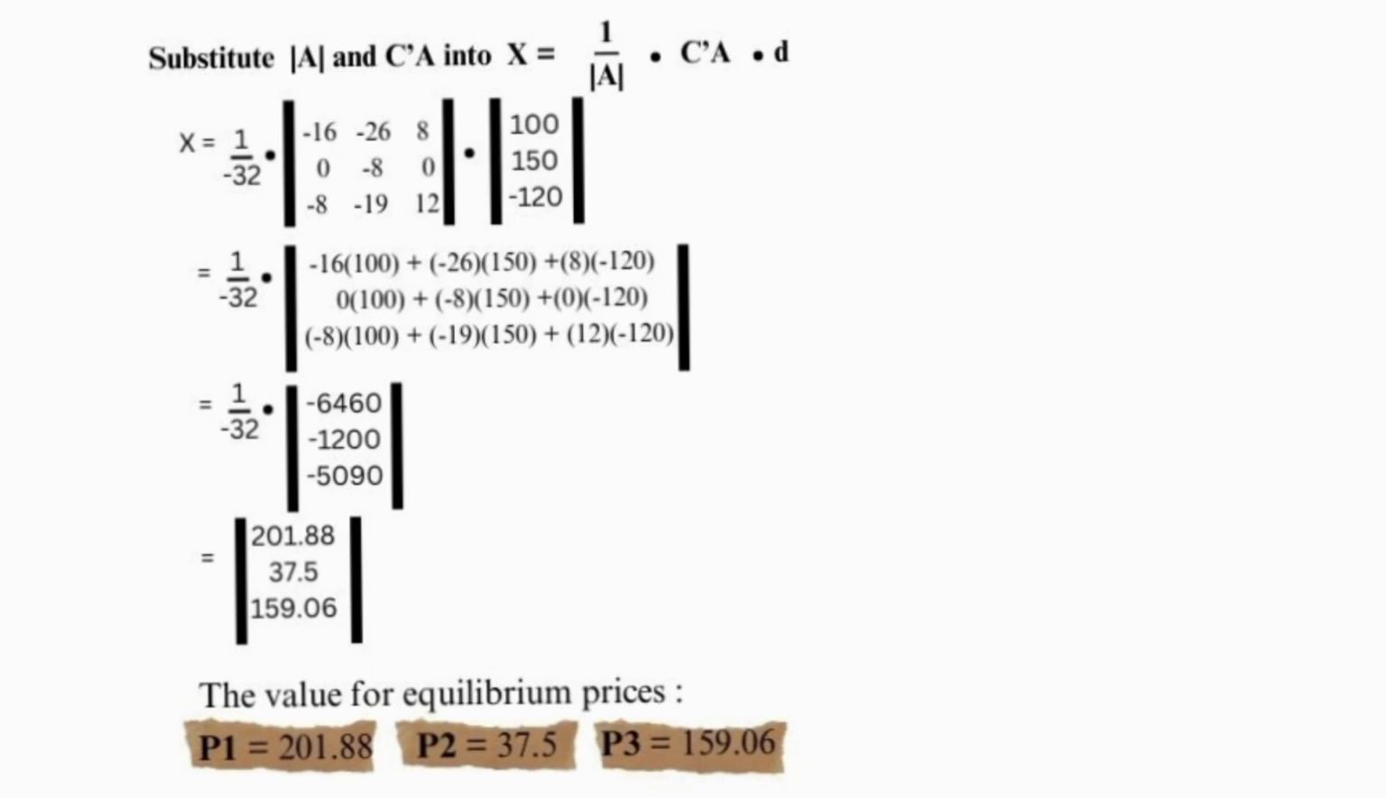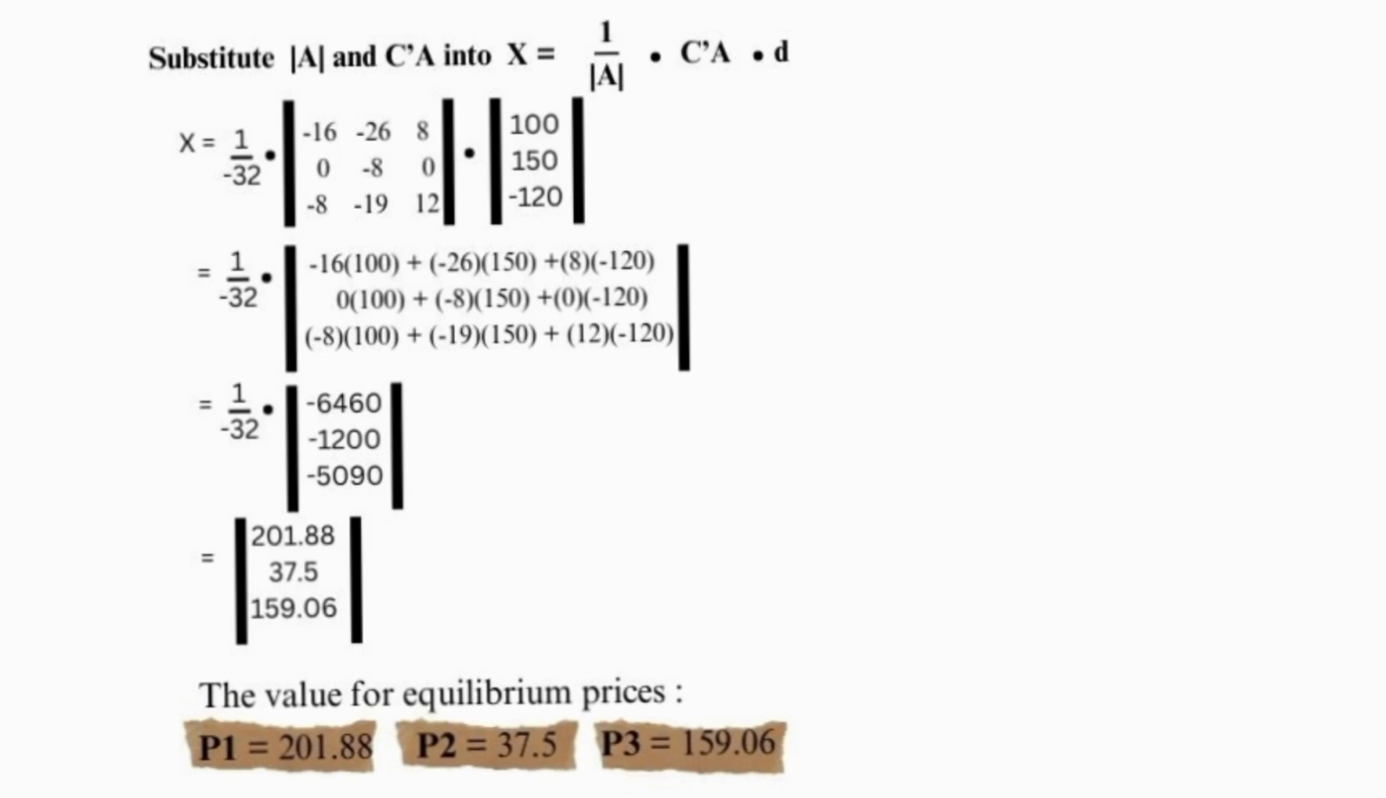For example, negative 16 times 100 plus negative 26 times 150 plus 8 times negative 120, and we will get negative 6460. After the same step, for example, for the second row, we will get negative 1200, and the third row equal to negative 5090. We need to multiply this value with 1 over determinant of A, which is 1 over negative 32.